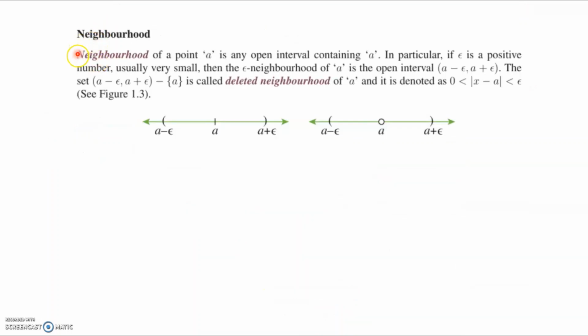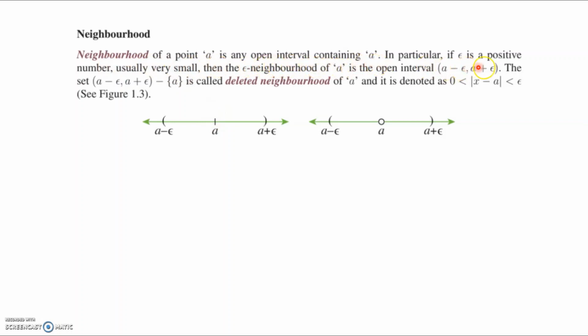Next, let's understand what a neighborhood is. By definition, a neighborhood of a point a is any open interval containing a. So if there's an open interval, where on the left it is a − φ, and on the right it is a + φ, and this interval contains a. Therefore, this is called the neighborhood of a. So a neighborhood of a point a is any open interval containing a.